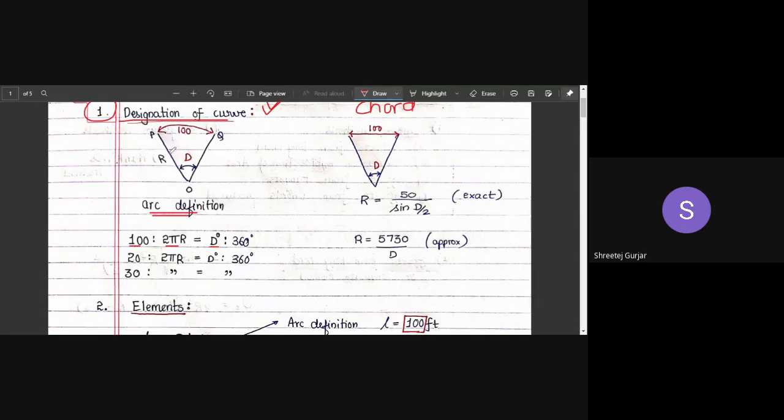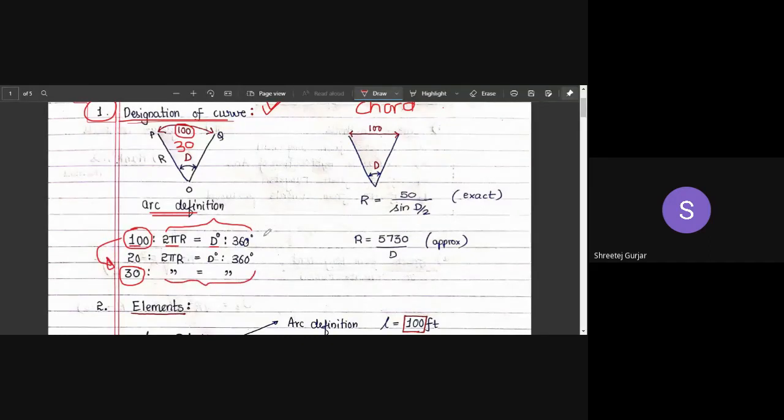If it is 100 over here, you have to substitute 100. You can see I've substituted 100 over here. All the remaining three things will be the same; they will not change. So instead of 100, if they give you a 30-meter arc, you have to substitute 30 instead of 100, and the other three things remain the same.